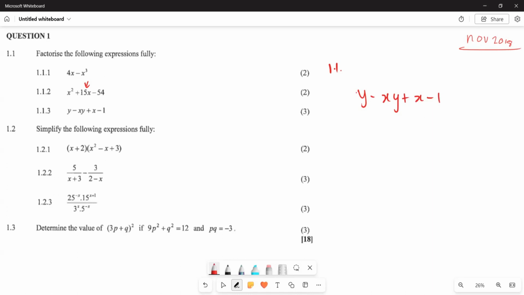Now, what are you going to do here? In this type of question, the first thing that you're going to do is factorize by grouping. So when you're factorizing by grouping, what is it that you're going to do?